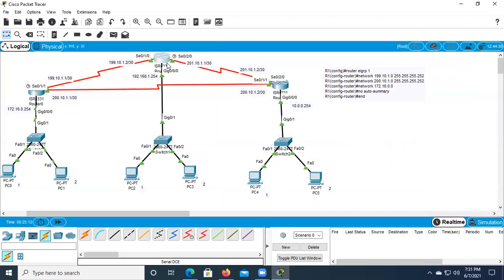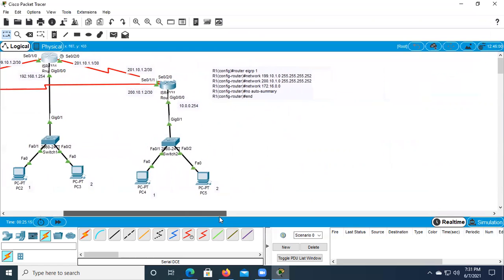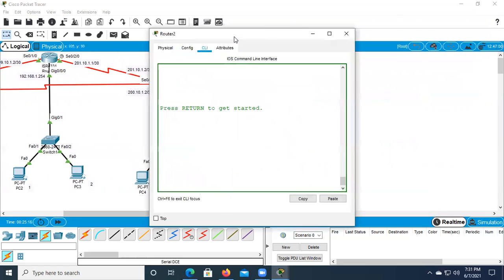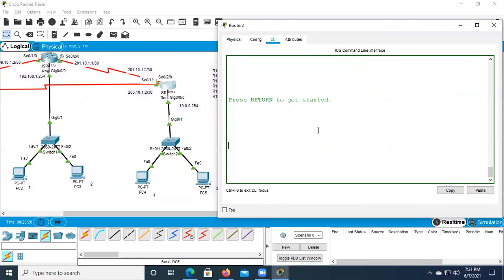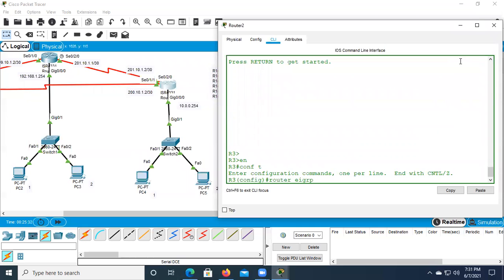So in router 2 also you configure EIGRP, and let me configure it in router 3 too. Go to enable, config t. Instead of Venkatesh, someone tell me. Router EIGRP 1. Network 201.10.1.0, 255.255.255.252.